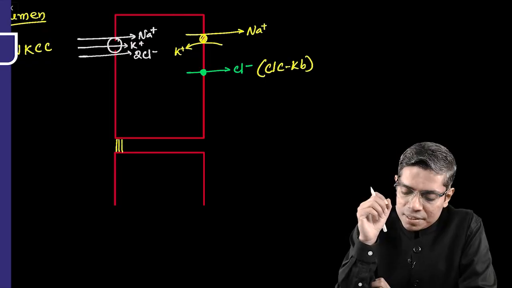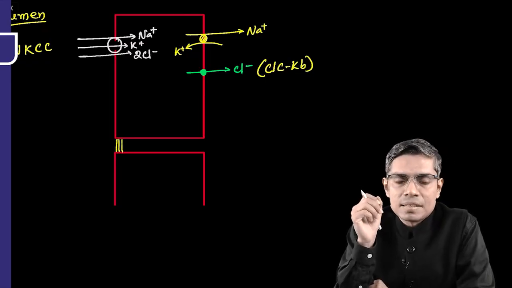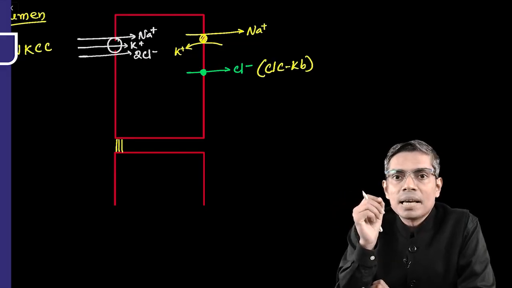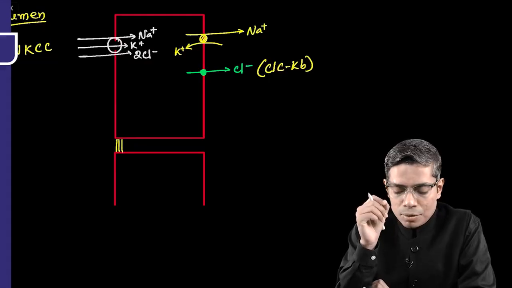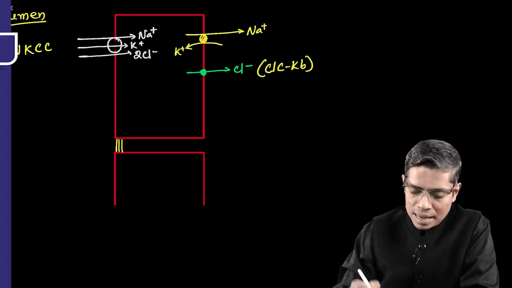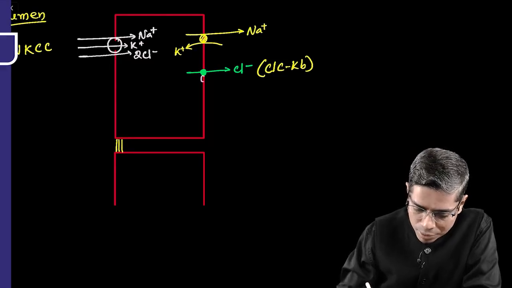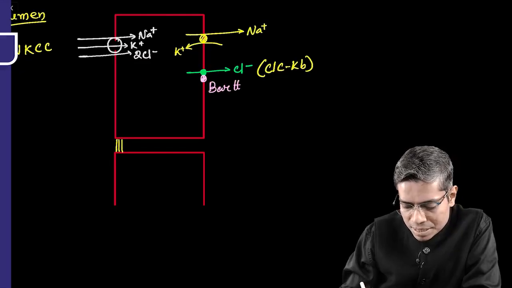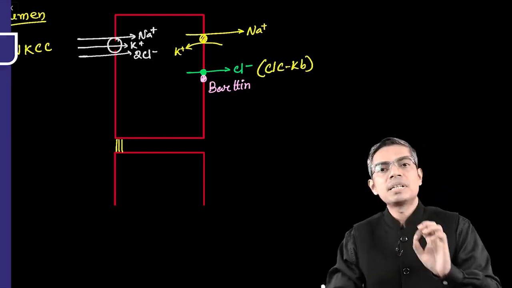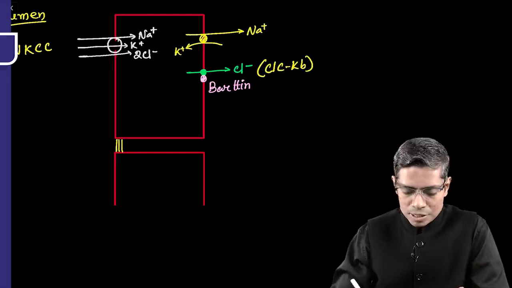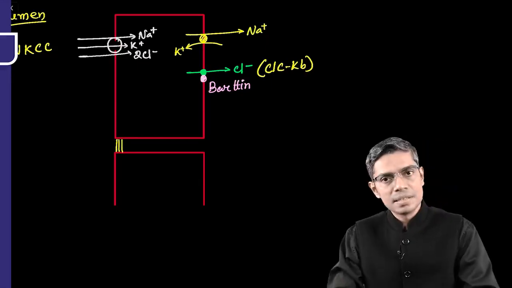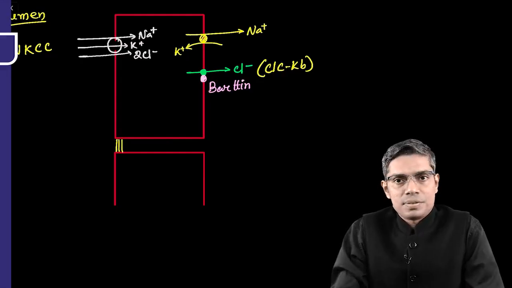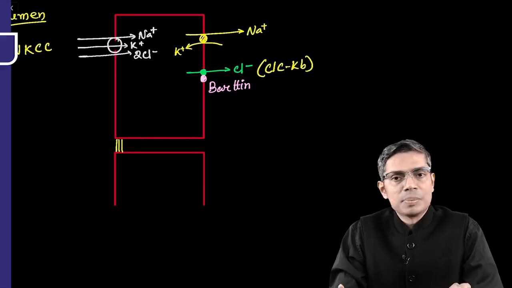Now this CLC-KB, the basolateral chloride channel, is helped by a protein which is always associated with this channel, known as Barttin. This is the Barttin protein. The Barttin protein is always present with this CLC-KB channel, and it is helpful for the channel's proper function, right? So you have to remember this Barttin.